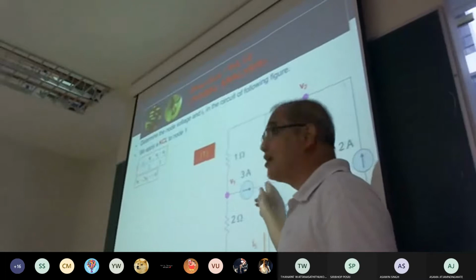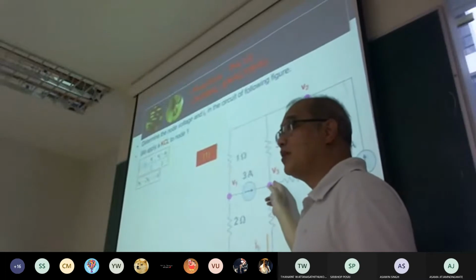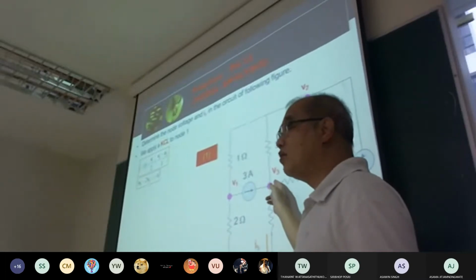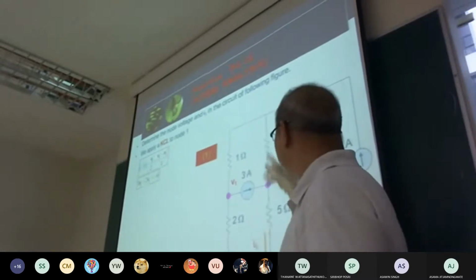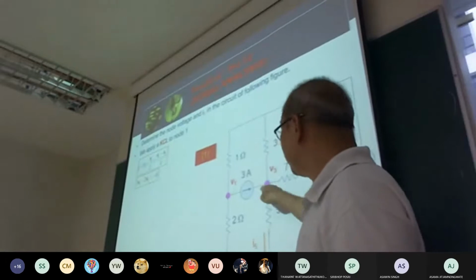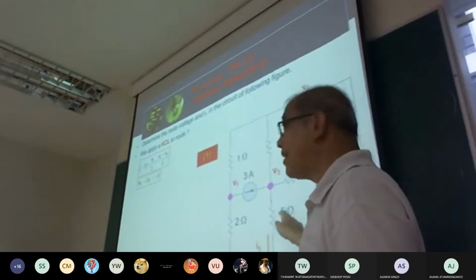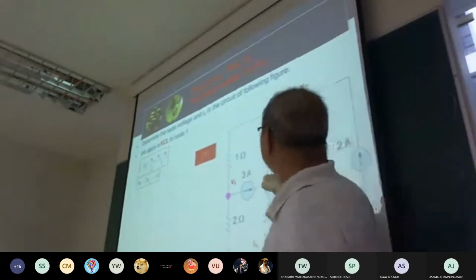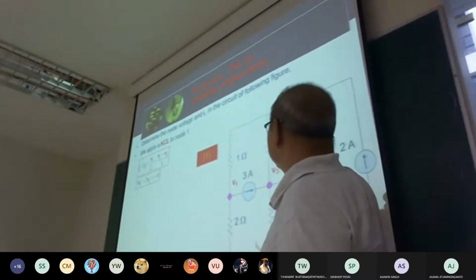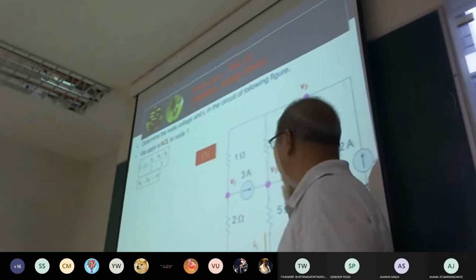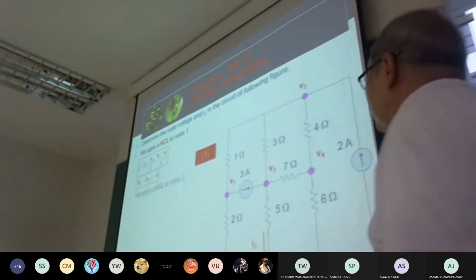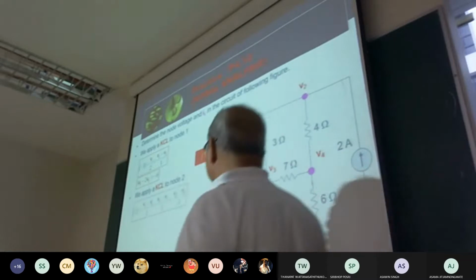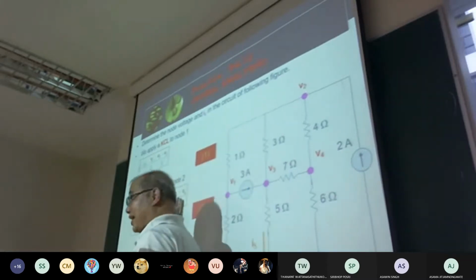4 branches connected. How many connected in? 1, equal to 3 amp. 3 connected out, equal to V3 minus 0 divided by 5, V3 minus V2 divided by 3, and V3 minus V4 divided by 7. We apply KCL to node 2. 1 connected in, 3 connected out.